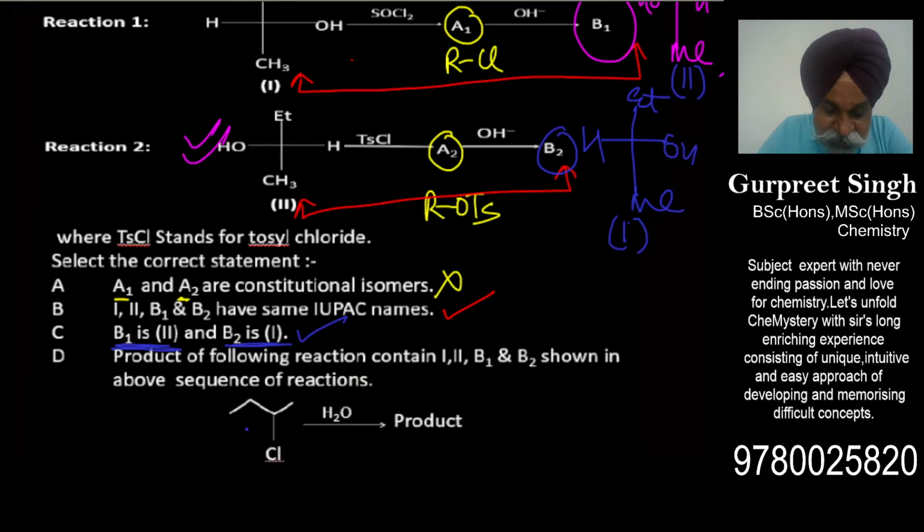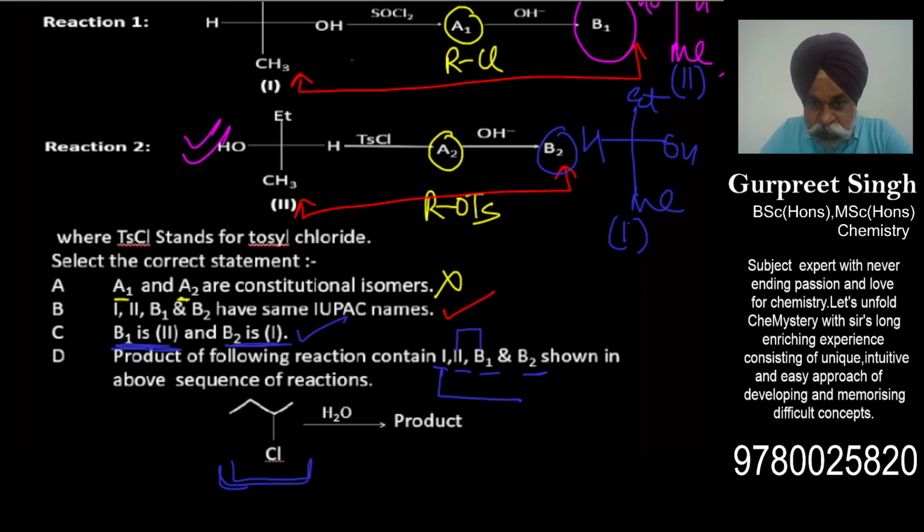Now we are left still with the last option. What the last option says is that the product of the following reaction, that is this reaction, contains 1 to B1 B2. So in a way, 1 is exactly the same as B2, and B1 is exactly the same as 2. So these are same, exactly identical.